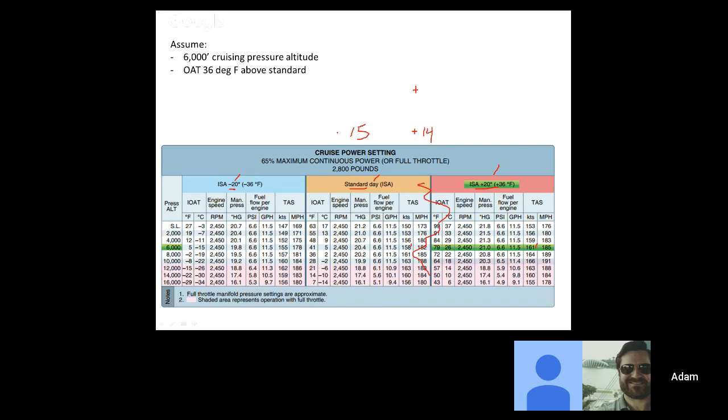So someone do some quick math. Is that 15, 0, 20? So it's like minus 3 degrees Celsius.